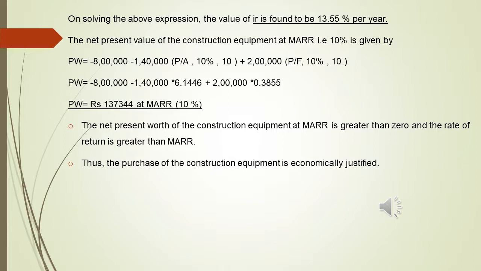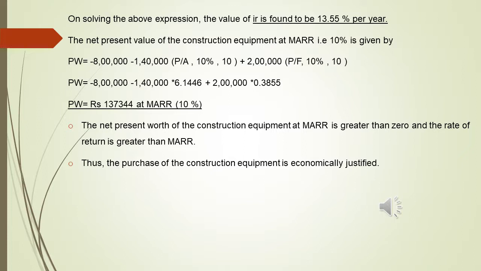I'll get PW as 137,344. Then the net present worth of the construction equipment at MARR is greater than 0, and the rate of return is greater than the MARR. Since it is greater than 0, the purchase of the construction equipment is economically justified. That is how we have to justify your answer. So this is one method, using the present worth method.